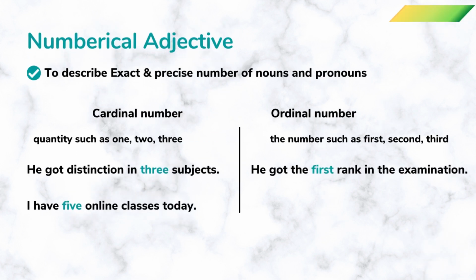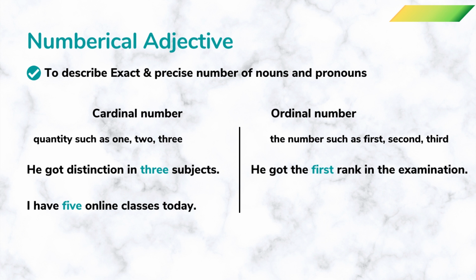Moving ahead, the third type of adjective is the numerical adjective. It is a word that describes the exact and precise number of a noun or pronoun. It's very easy to understand. Here there are also subtypes of numerical adjective. The first one is cardinal number, and the second one is ordinal number.